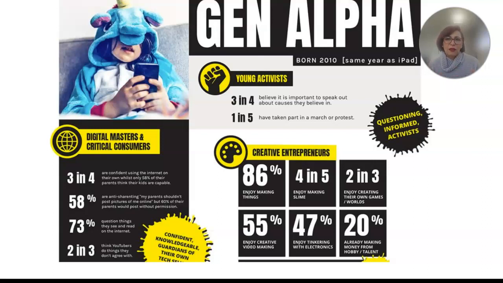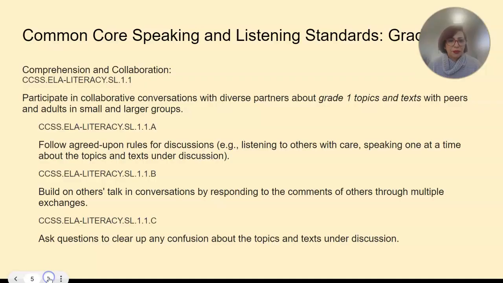So we need to start thinking of how we change some of the way we're saying things so that we can grab hold of their interest and engage them in things that they're passionate about. Take a look here. Three in four believe they should speak out against some kind of injustice or something that's important to them. And some of them have even participated in marches or are aware of the world a lot more. All right, so something to think about. I welcome you to do your own research on Gen Alpha and Gen Z so we know who's sitting in that classroom, right? Okay, we are talking about speaking and listening.